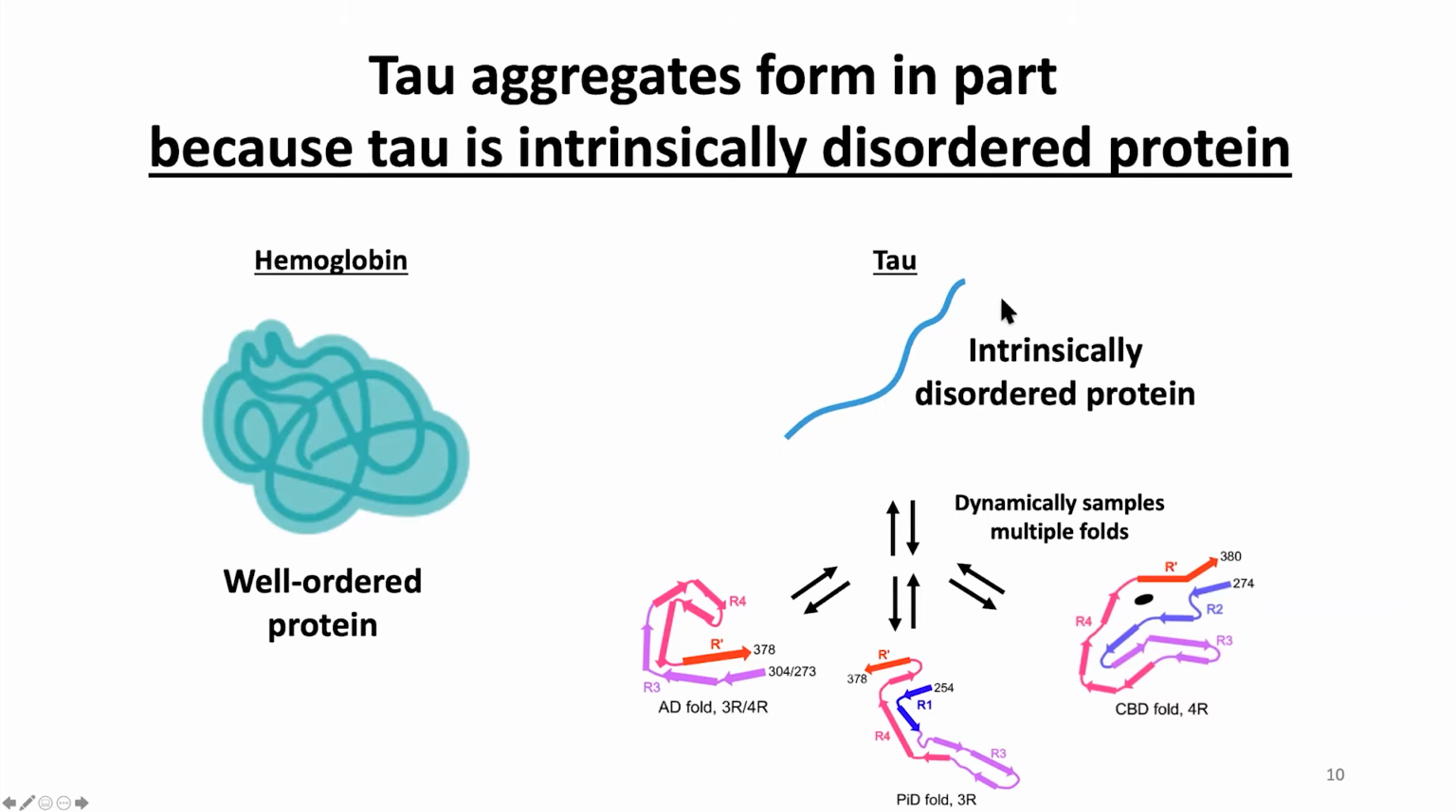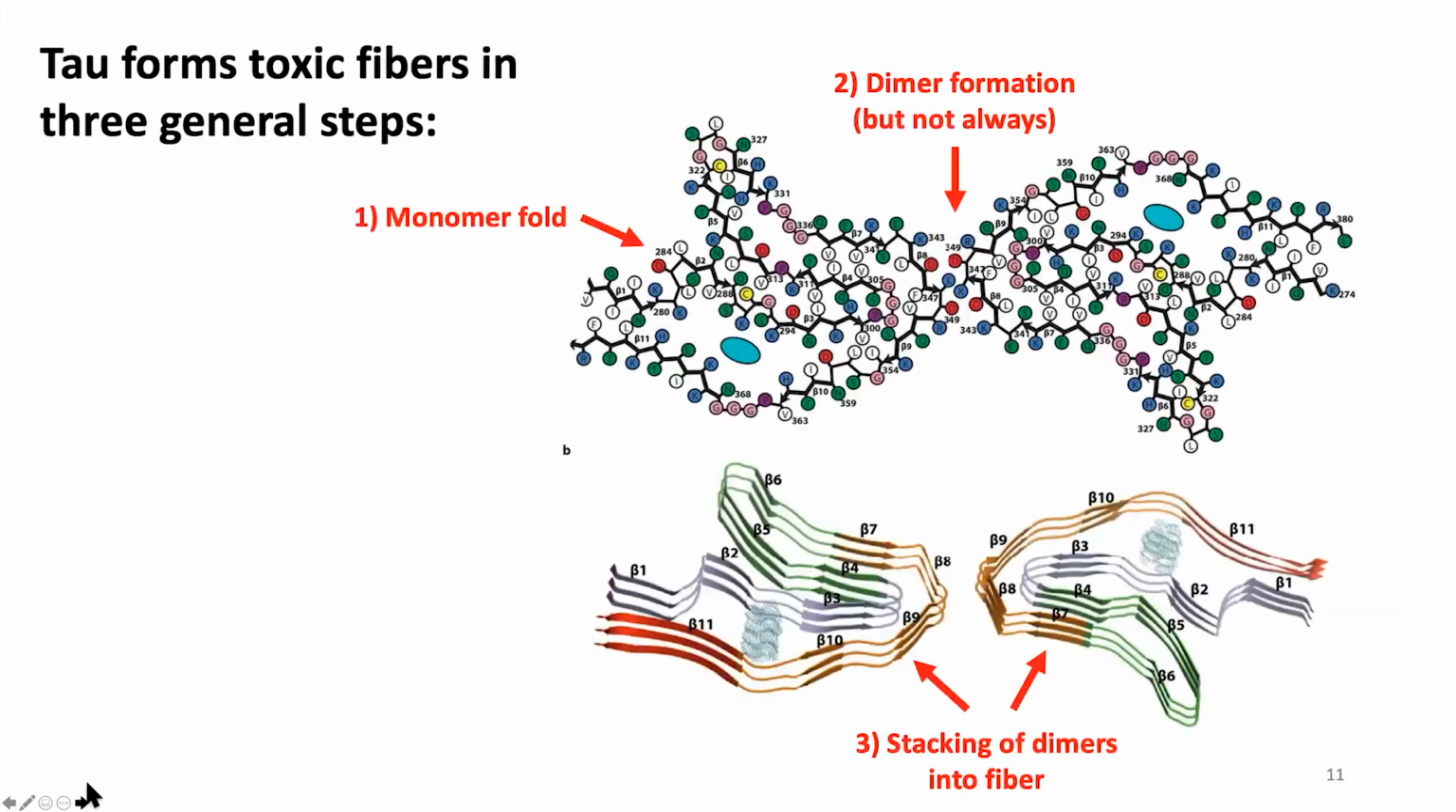And because it's not in a well-defined structure, it can fold into different kinds of structures. Tau samples these different folding patterns at different times, in a dynamic manner, dependent upon thermal fluctuations. As a result, some of the proteins that it creates can actually assemble into these larger structures that we see in cells that are called tau fibers or neurofibrillary tangles. And the way that occurs is really in three general states.